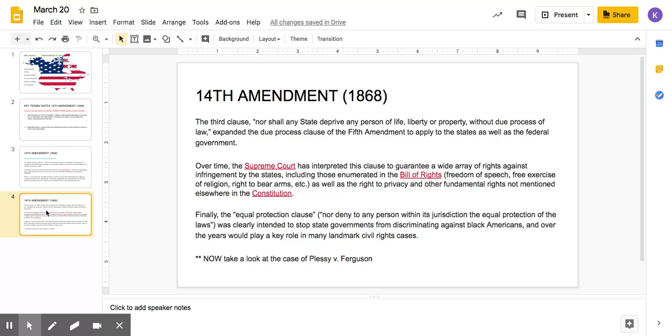So what happened? This amendment was passed in 1868. So how did we get the situation where we had the Jim Crow laws? We're going to take a look now. You're going to look at both an overview and actual excerpts from the case of Plessy v. Ferguson.